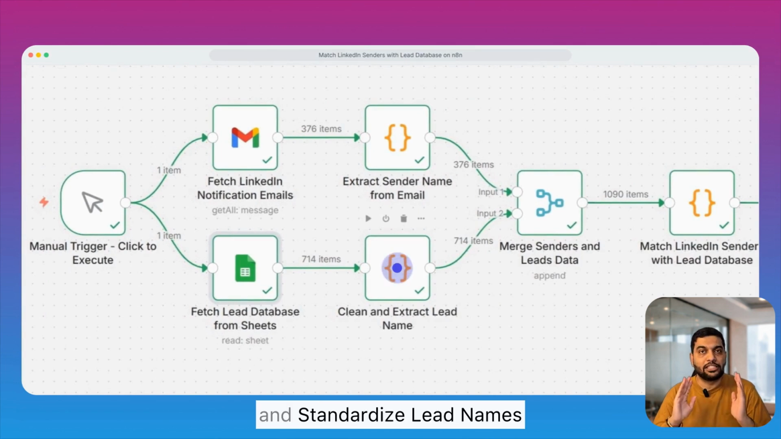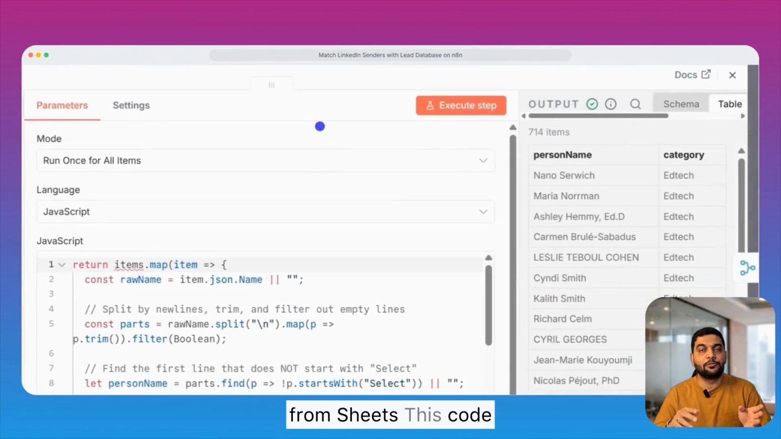Step 5. Clean and standardize lead names from Sheets. This code node processes the sheet data and extracts the actual lead name. It removes extra lines, ignores values like "select," and keeps the associated category.